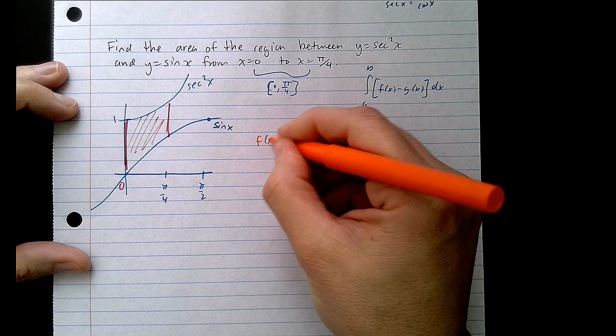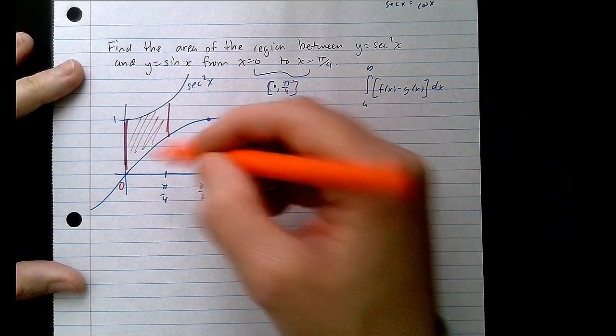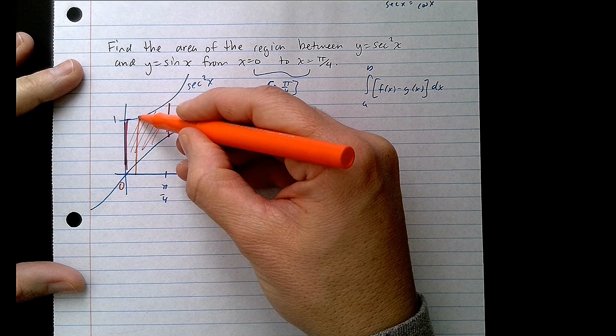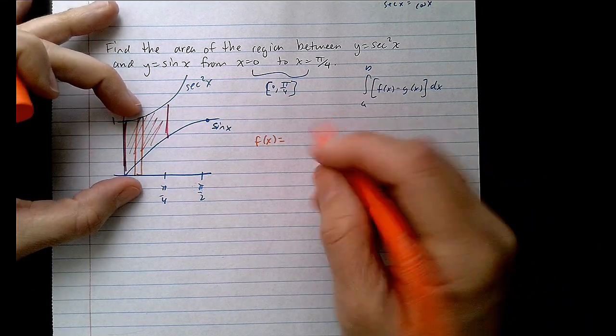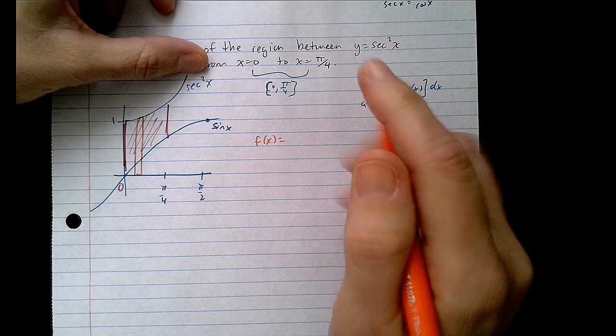So, what is the uppermost function? Well, draw a rectangle. If you draw a rectangle with respect to the x-axis, the function that's all the way up at the top is your f of x function. In this case, it's secant squared.